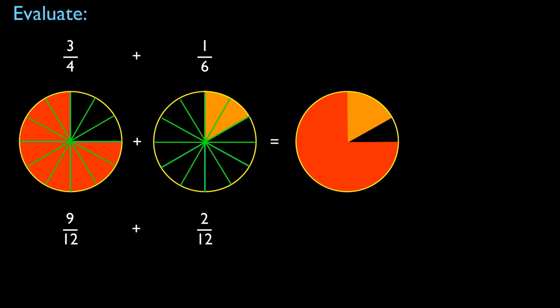Once again, I now have two matching denominators. So the combined region is simply the 9 over 12 added to the 2 over 12. I leave the denominator alone, and the numerator is 11 out of 12, the 9 plus the 2. Let's try one more with a diagram.